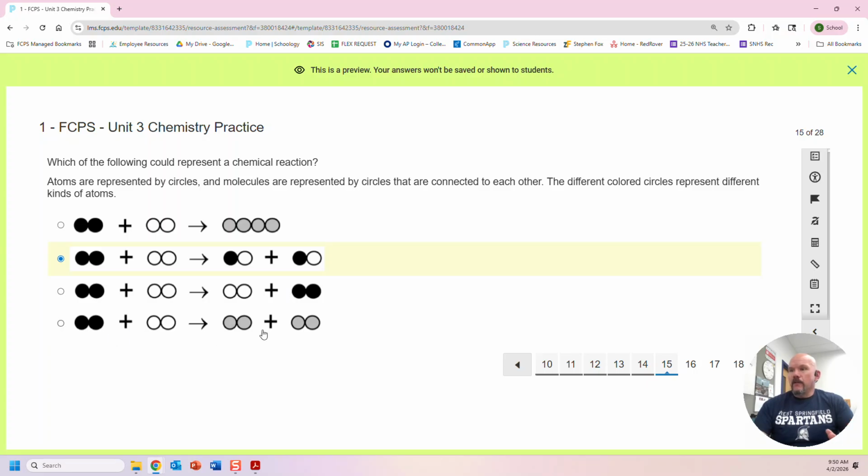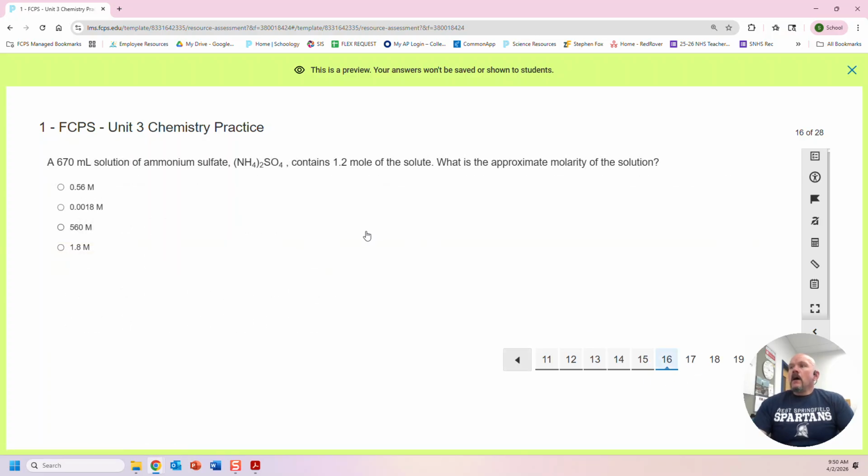And then again, this one, let's call it oxygen and hydrogen on this side, and then all of a sudden we've got nitrogen. That's not chemical. That would be a nucleus change, right? Nuclear, right? So it's just that one, right? And I guess you could call this a double replacement reaction, right? Okay. All right, so this one's just calculating molarity.